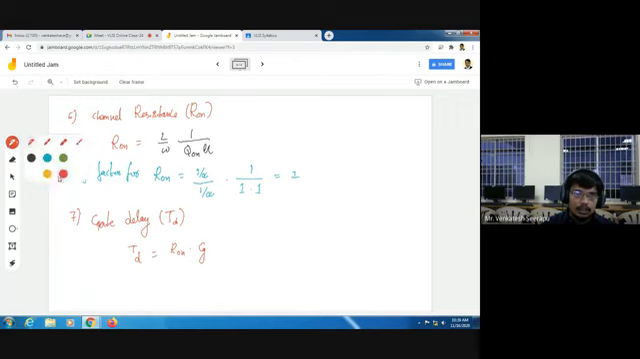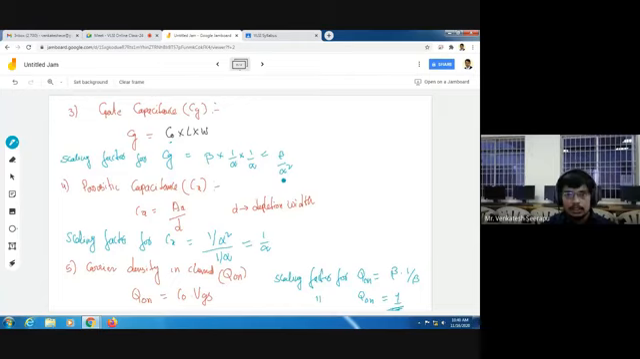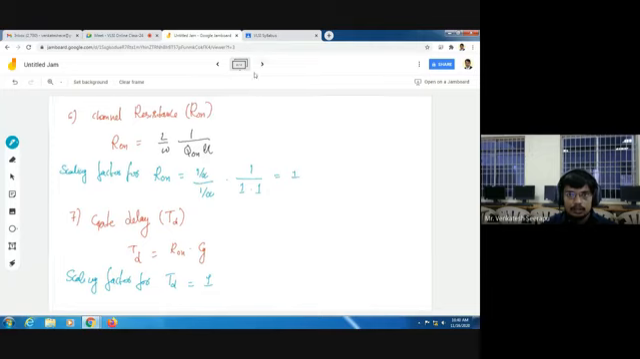Now calculate the scaling factor for TD. What is the scaling factor for R? Yes, it is 1. What is the scaling factor for CG? We already calculated it. The gate capacitance scaling factor is beta by alpha square. So we replace it with beta by alpha square, and finally the scaling factor for TD also becomes beta by alpha square.